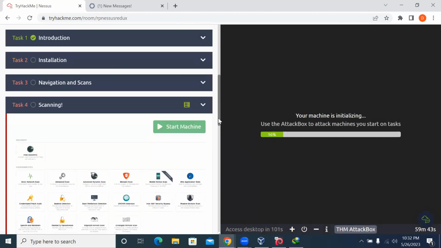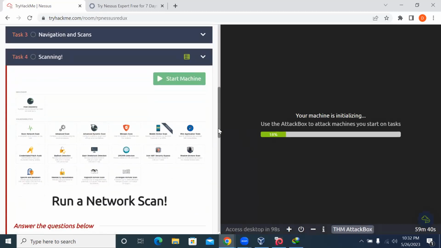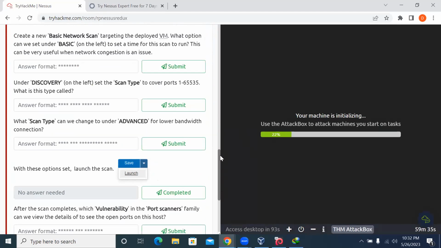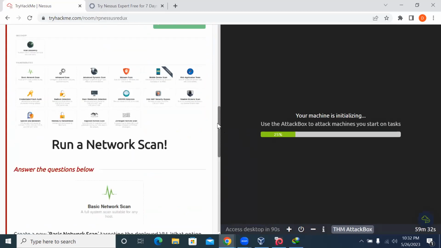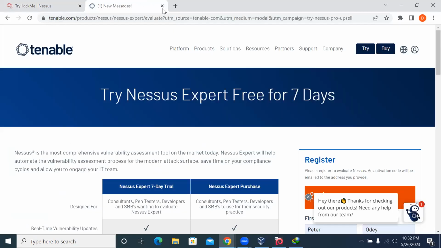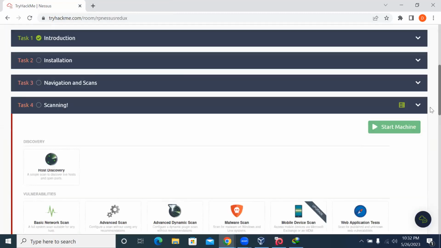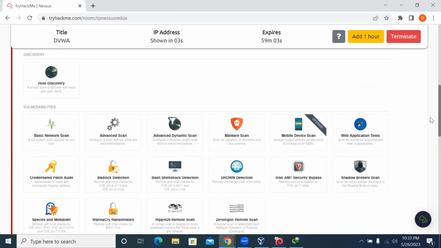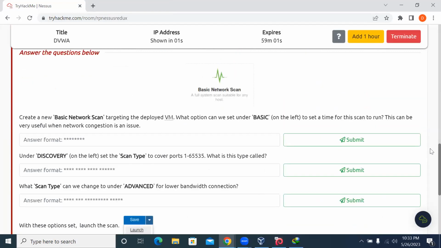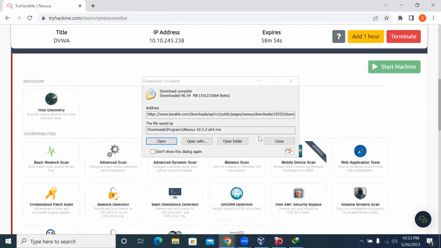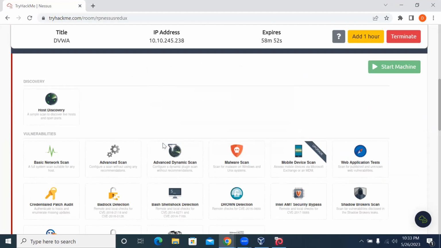So just go ahead with the normal installation, just like we normally install tools. Just go and install it. Let's wait for the machine to come up. While the machine is coming up, you can see all of the features of Nexus. When you open the Nexus machine, you have several features. You can see host discovery. Download complete. Let's see. We open it, preparing to install.